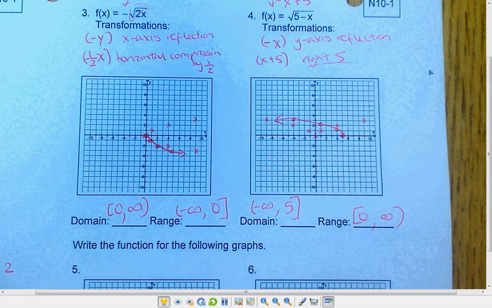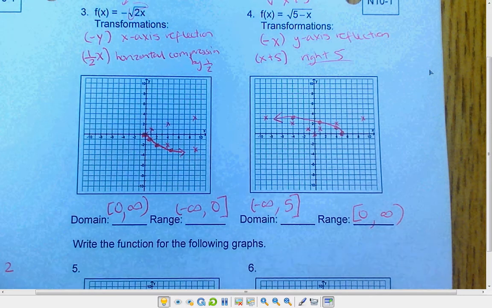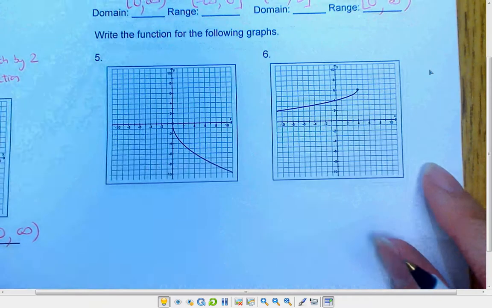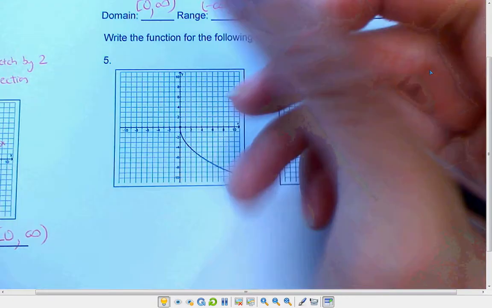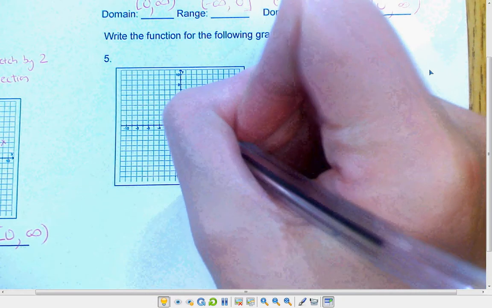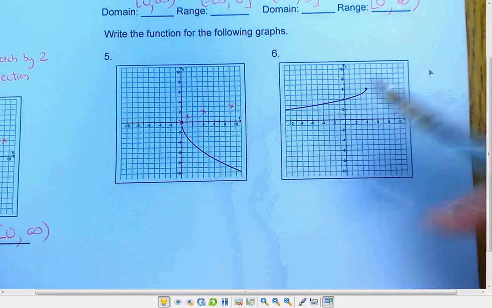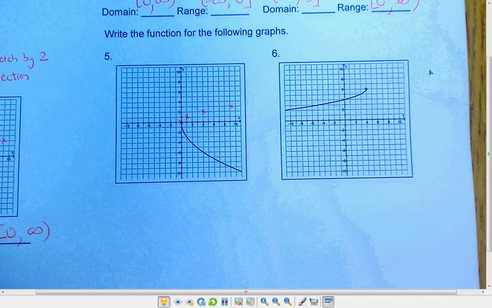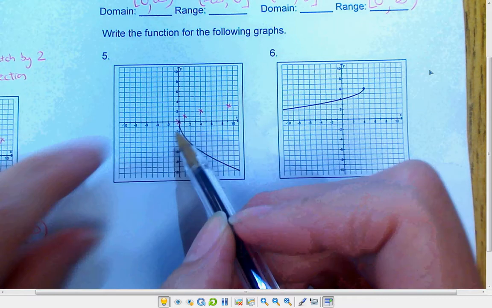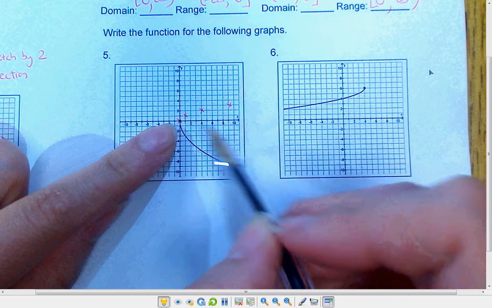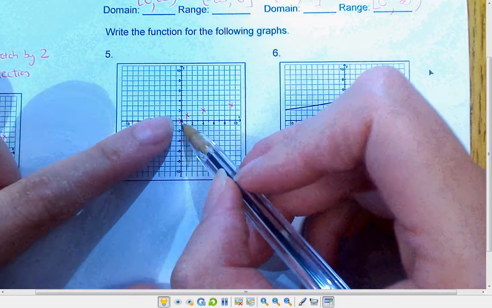Okay, so now let's do two different types of problems where we're going to be going the opposite direction, from a graph to the equation. So let's start off with number 5. So I'm going to draw my parent function again, because that's what I'm always starting off at. And so (1, 1), (4, 2), (9, 3). We are going to see what's happening here.